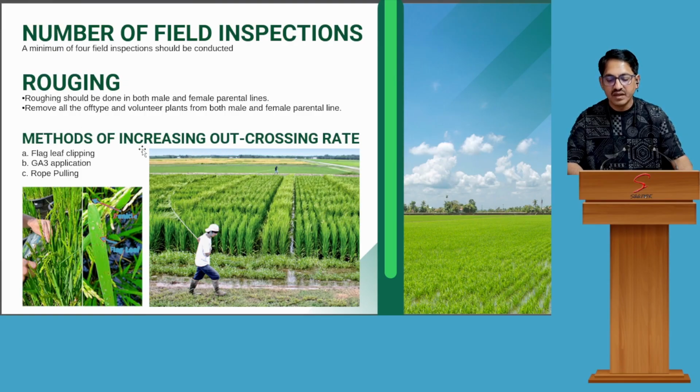Some methods are recommended for increasing the outcrossing in rice. That is flag leaf clipping. We have to clip the flag leaf before emergence of the panicle. We can apply the GA3 before flower opening. And the third one is rope pulling. You can see here, rope pulling means the pollens from the male parents are transferred with the help of a rope on the female parent. In a day, 3 to 4 times rope pulling is recommended to have a higher seed set in female parent.